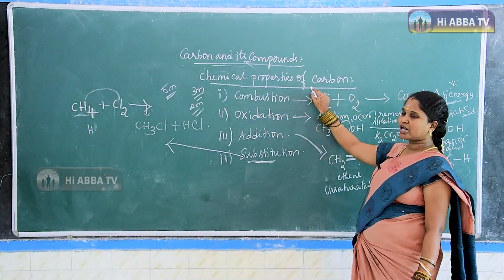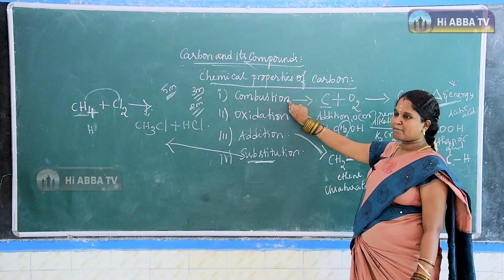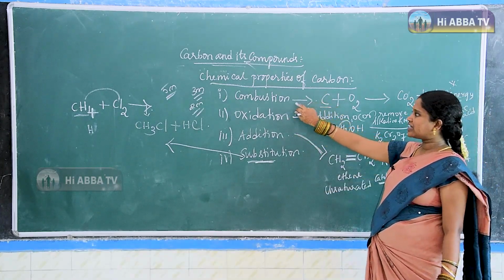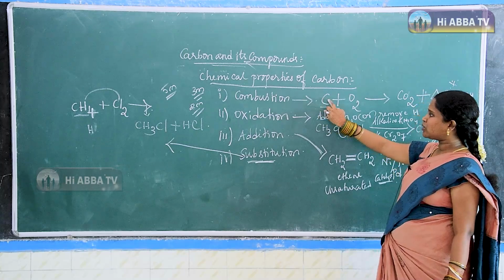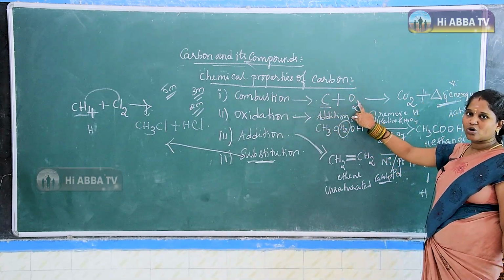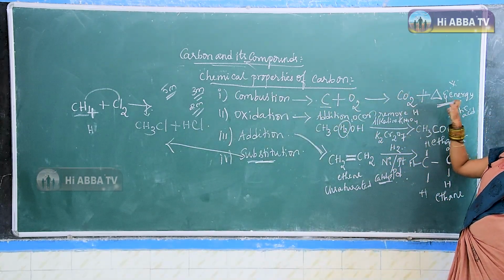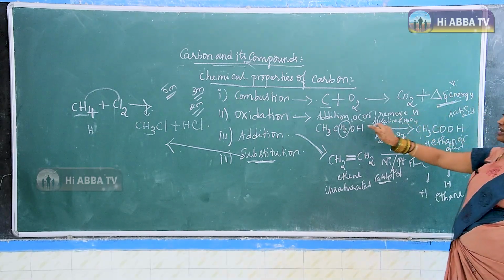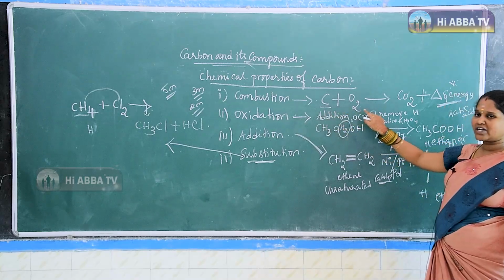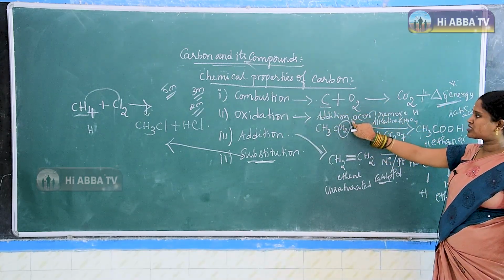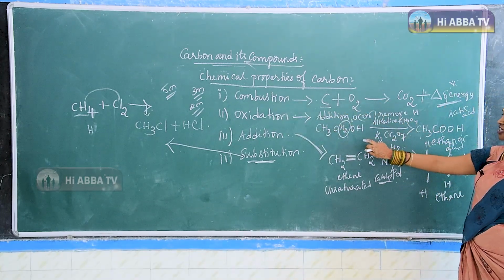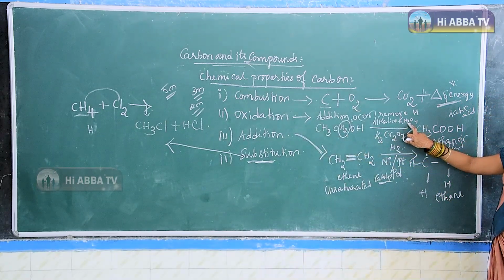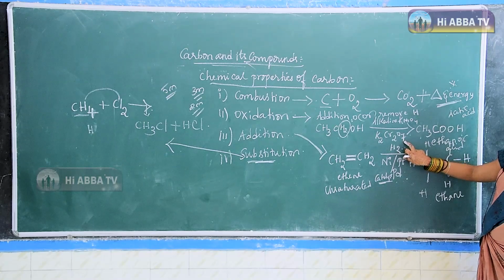So what are the chemical properties of carbon? Combustion, oxidation, addition, substitution. Again I'll give a recap. Combustion is nothing but when carbon is burnt with oxygen, it forms carbon dioxide. The key word you have to notice is, along with the release of heat and energy. And oxidation is nothing but, as I have told, I am going to add oxygen and remove hydrogen. I have taken an example of ethyl alcohol that reacts with potassium permanganate or potassium dichromate.